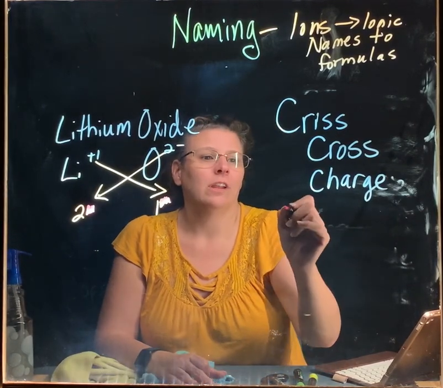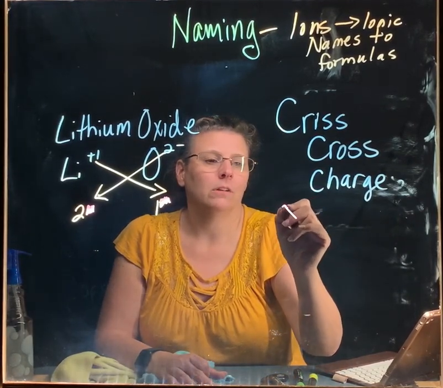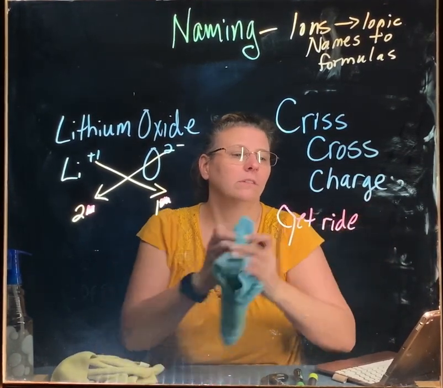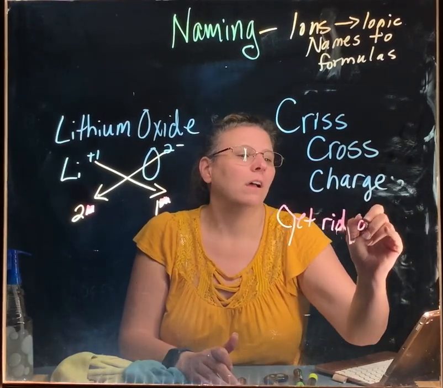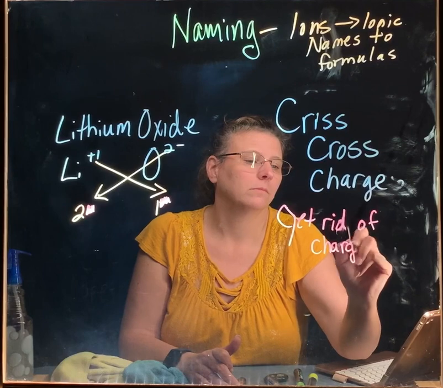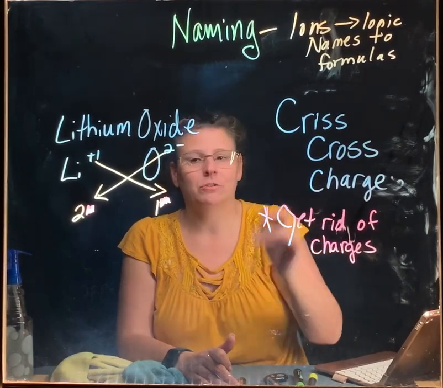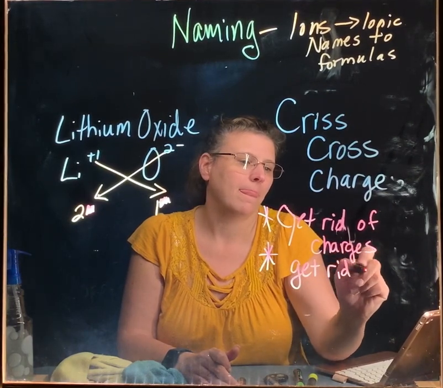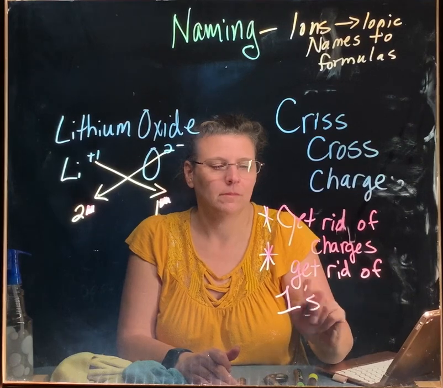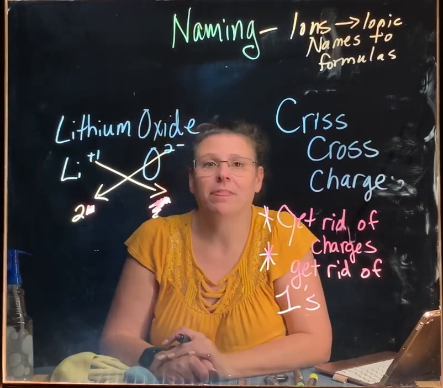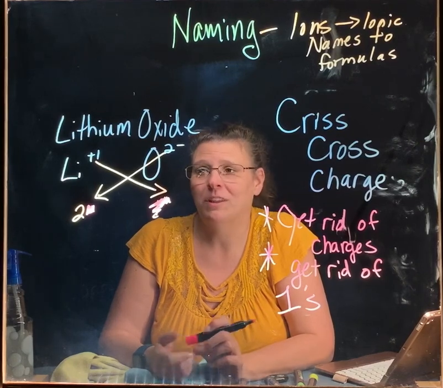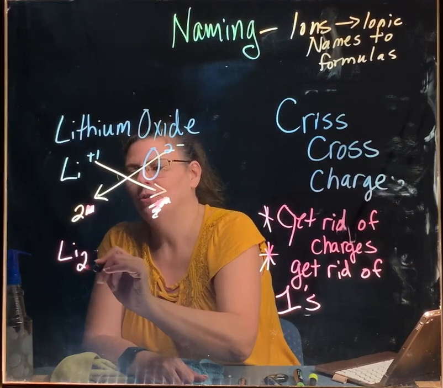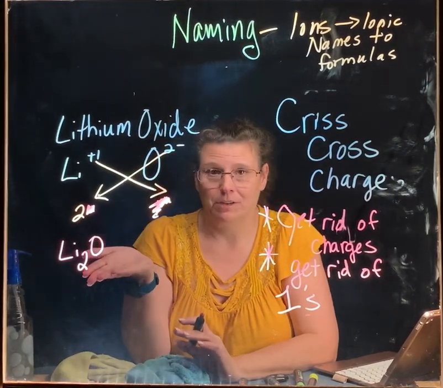So you're going to get rid of charges. That's the first thing after you crisscross. The second thing you're going to do is get rid of ones, because we don't write ones. It's like in math. We don't write ones because they're assumed to already be there. What's left over, Li2O, becomes our formula.